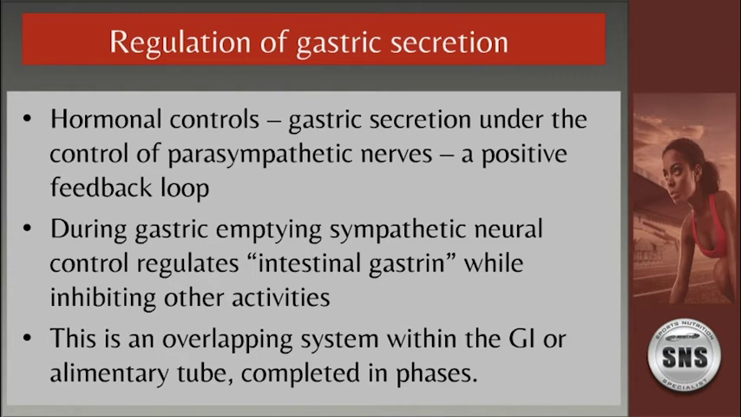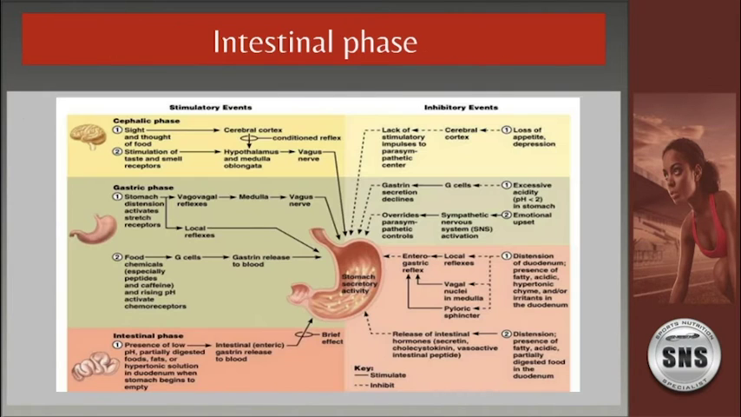So the sight, smell, and taste of food can cause stimulation of the vagus nuclei in our brain, which in turn will then stimulate acid secretion. From there, we also see direct stimulation of parietal cells and the stimulation of gastrin secretion to aid in digestion.